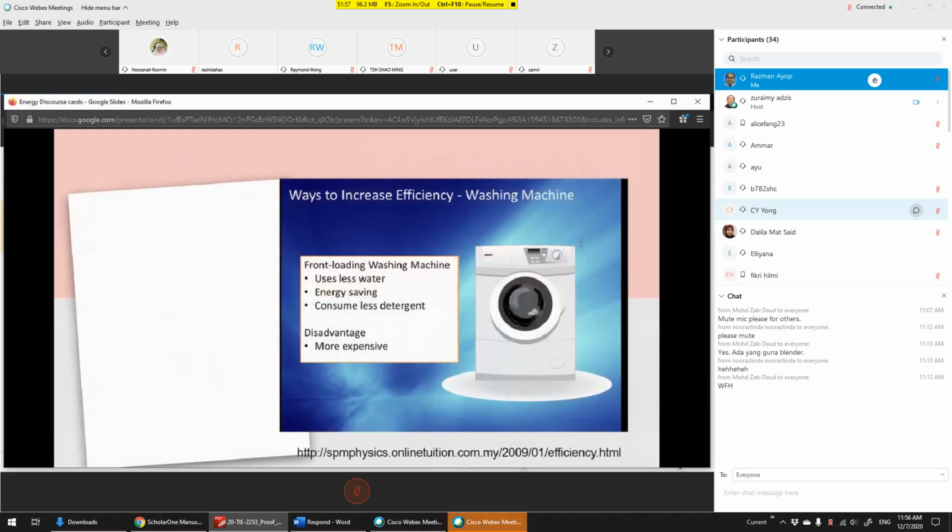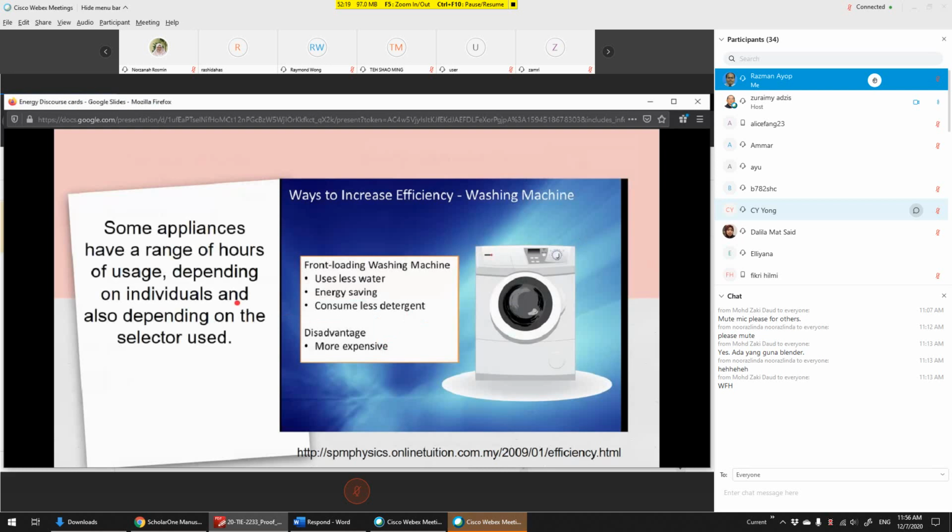Okay. So you have an idea. And then further, you have lots of appliances. And this is an example of a front loading machine. It uses less water, it saves energy, it consumes less detergent. So basically, you have to think, some appliances have a range of hours of usage depending on individuals and also depending on the setting used, whether you use heavy wash or mild wash and so on. Okay, so hence comes the issue of duty cycle. If you use your washing machine for the mild wash, then the duty cycle is small.